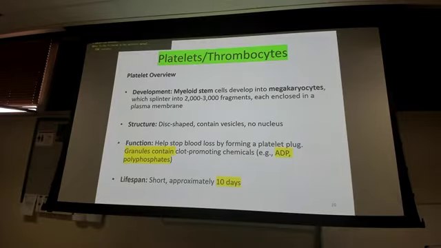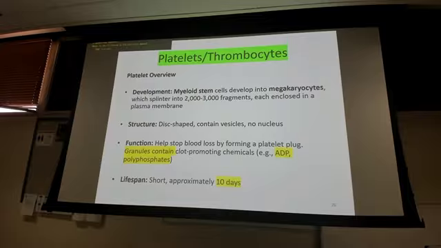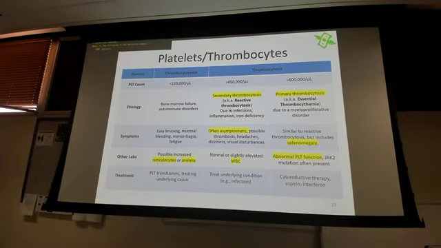So platelets, or thrombocytes, okay? They're developed in the bone marrow from megakaryocytes. The megakaryocytes are these big cells, and once they mature, they split up into about 1,000 fragments, enclosed in that plasma membrane. They are disc-shaped, they have no nucleus, and they are big in platelet plugs and ADP polyphosphates. We'll talk about that in another lecture, not today. But they stay in the body for about 10 days.